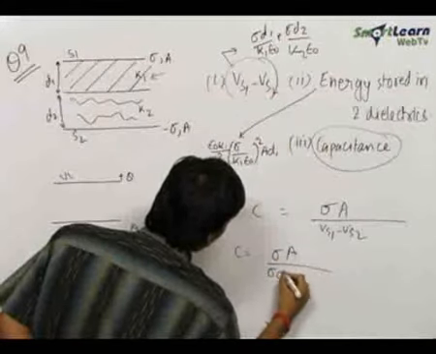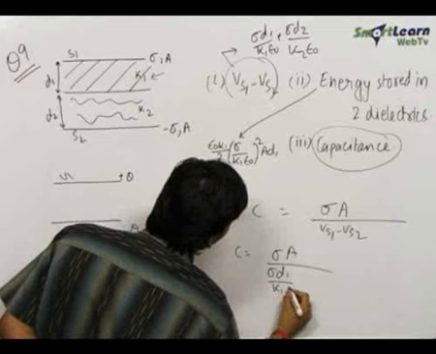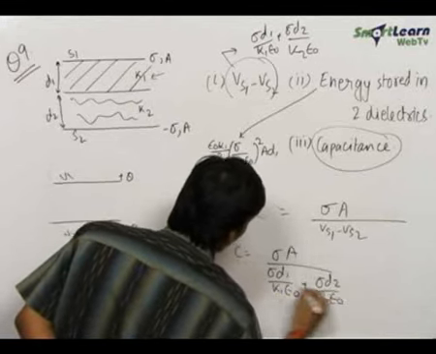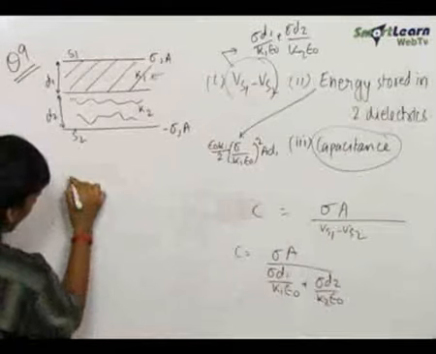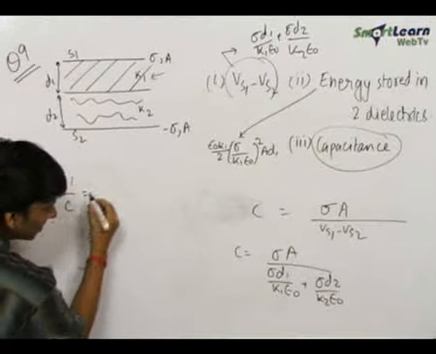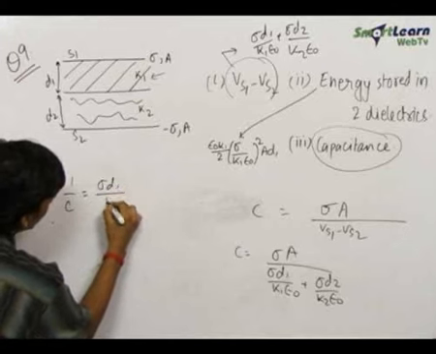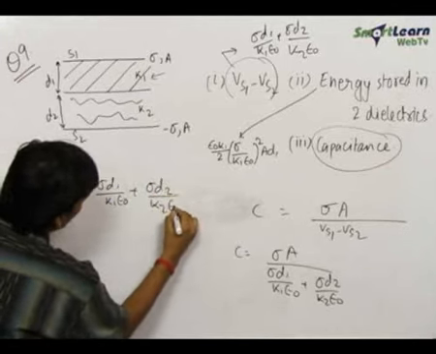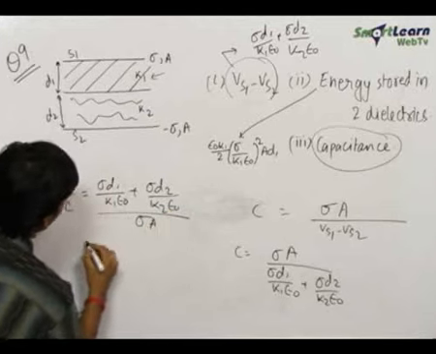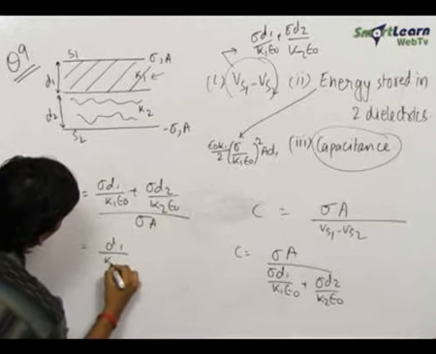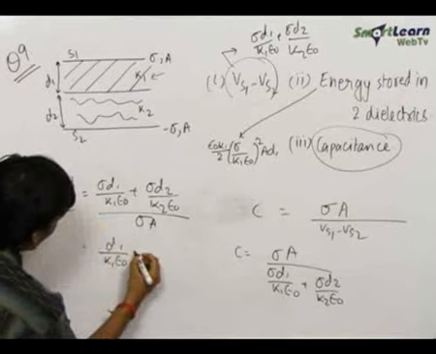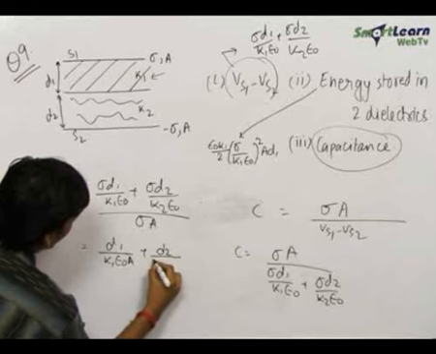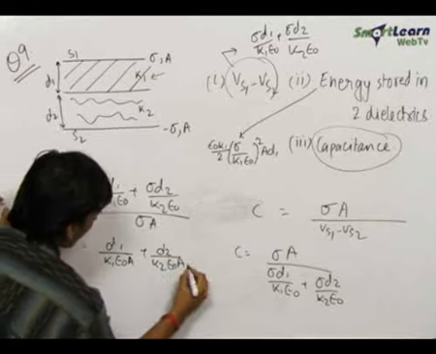we have already found out, this is equal to sigma D1 upon K1 epsilon 0 plus sigma D2 upon K2 epsilon 0. Now 1 upon C comes out to be equal to sigma D1 upon K1 epsilon 0 plus sigma D2 upon K2 epsilon 0, upon sigma A. This is equal to D1 upon K1 epsilon naught A plus D2 upon K2 epsilon naught A.